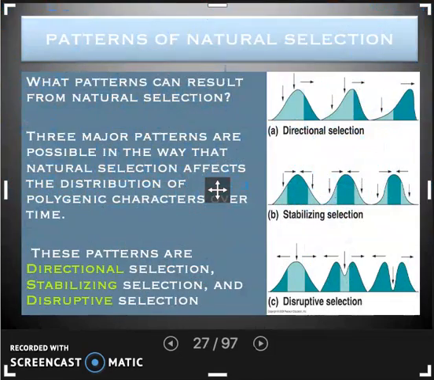Of course, we learned about these different types of selection in our last unit, but one more time, remember there's directional, stabilizing, and disruptive selection. And so depending on the selection, I can cause the populations to move, that is to evolve, change over time, which is evolution. And I think we'll stop here today.